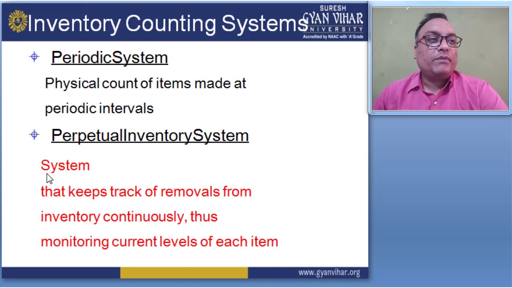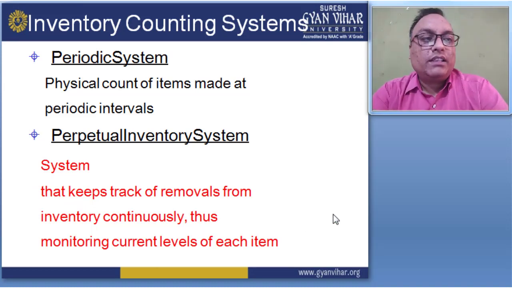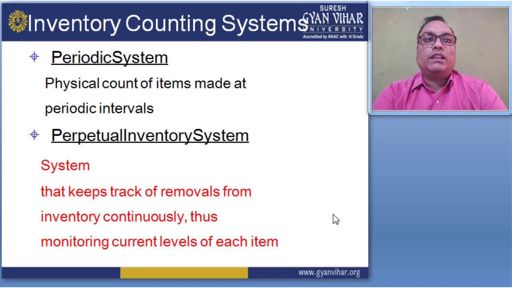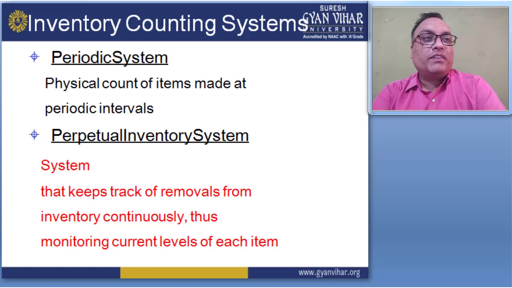In the second type of system, the system keeps track of removals from inventory continuously, thus monitoring the current level of each item, and this shows the deep behavior and deep study of this inventory level, and this also shows whether the different kinds of inventory items are present in your stock or not. And in the periodic system, the physical counts of items are made at periodic intervals.